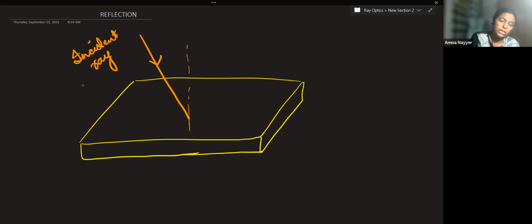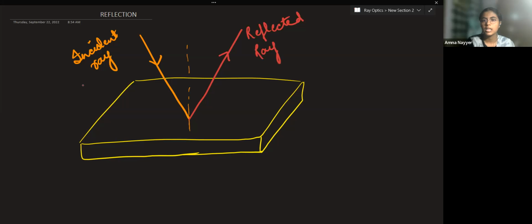Now, at what angle and in which plane, all these things will be dealt with later on. But right now, you just have to understand that if an incident ray is falling on a surface, then one possibility is that it retraces its path. This ray is known as the reflected ray. And the phenomenon that occurred over here is reflection. Reflection means this bouncing back of light.